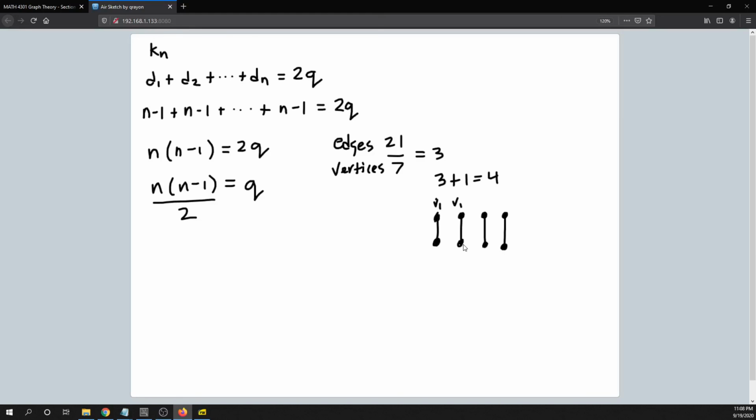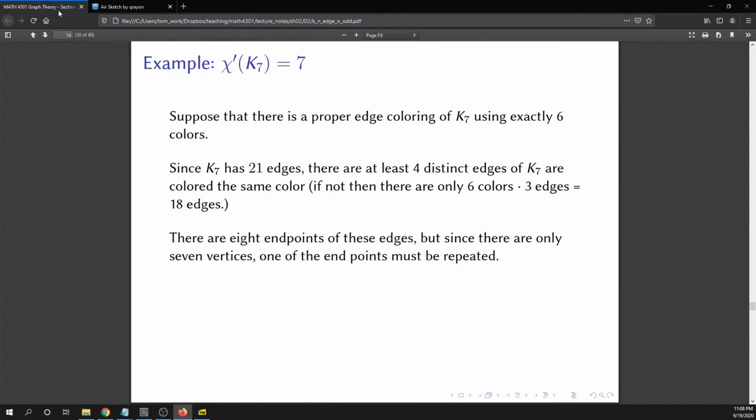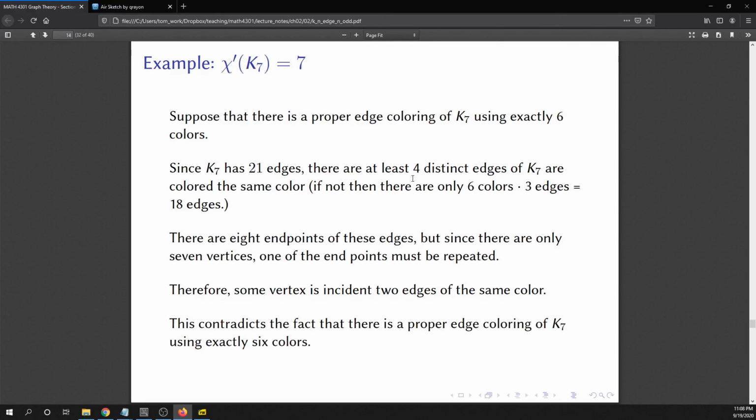So in reality, what you end up having is that V1 would have 2 vertices coming into it of the same color. And so that contradicts the fact that K7 has a proper edge coloring using exactly 6 colors. Okay, so that's how you would do it for K7, and we can just go ahead and scale this argument straight up to K sub n, just by running with the same things here. All right, so let's go ahead and do that.